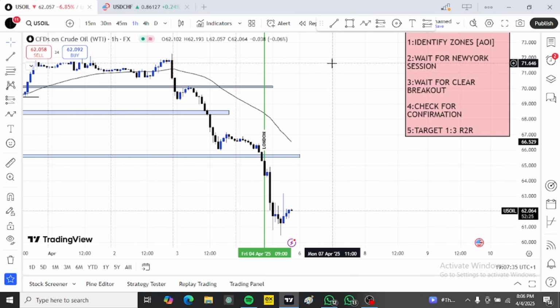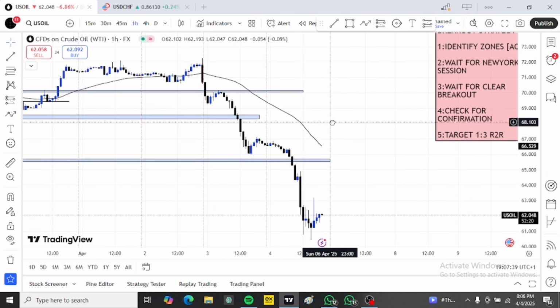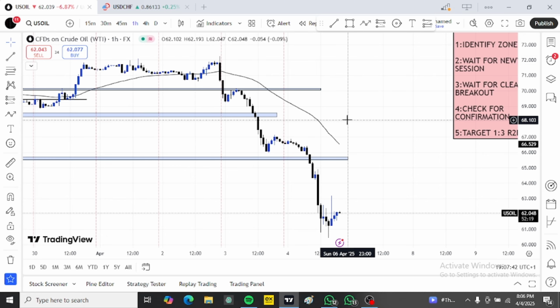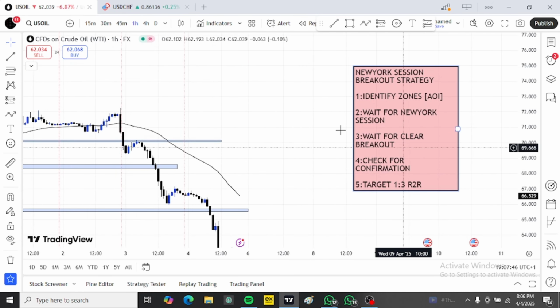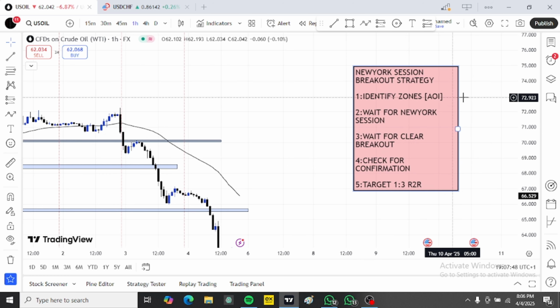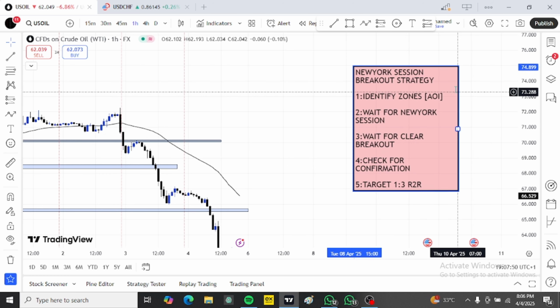So remember, the first step is to identify your zones. I've already done that. Then you wait for New York session. I've explained to you the time the New York session starts. Then you wait for a clear breakout. Just screenshot this now, if you have not done it. Use it on your own chart and apply it yourself, to know how it works for you.